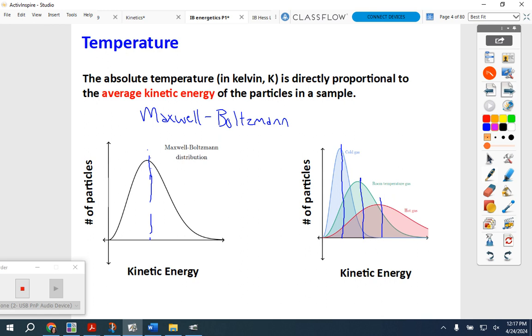If we cool that sample down, we're basically scrunching all of that towards the low energy side. So we're going to move that peak up and to the left. If we heat that sample, we're scrunching it off to the higher energy side. So the peak's going to be lower, but the high energy tail is going to be higher. So that's what the differences in temperature look like on that distribution.